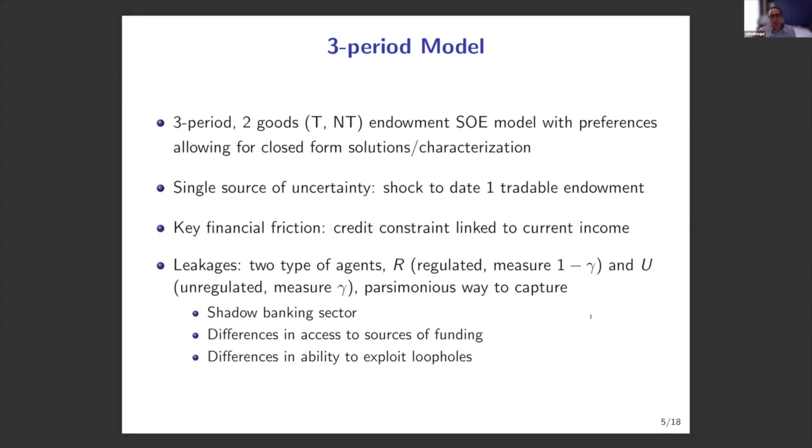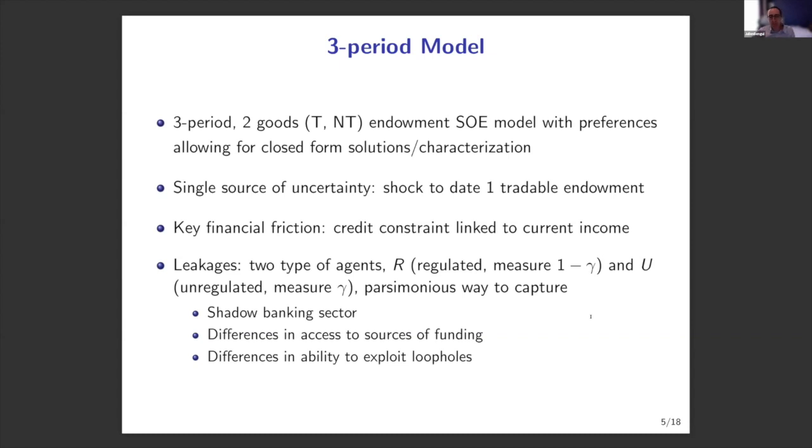And so the novelty we'll bring in here is that we have two types of agents. We'll have a set of agents of measure one minus gamma that are regulated agents, whose borrowing the planner will potentially be able to tax. And then we'll also have another set of agents, unregulated agents with measure gamma, that will simply be unreachable to the planner and will be borrowing whatever they want, even when there is regulation.